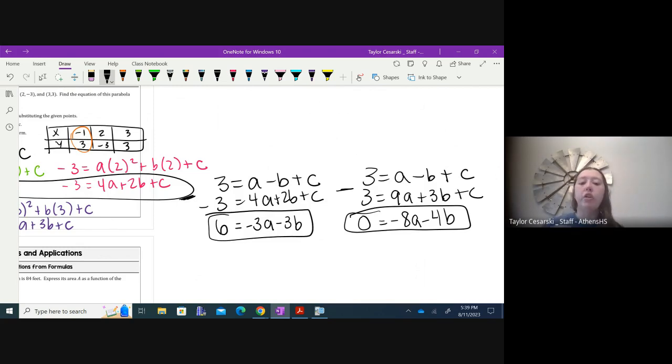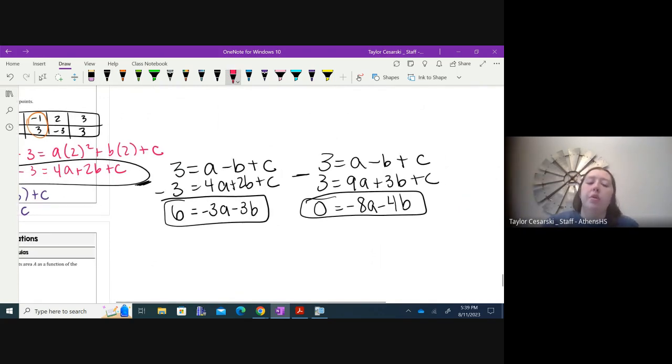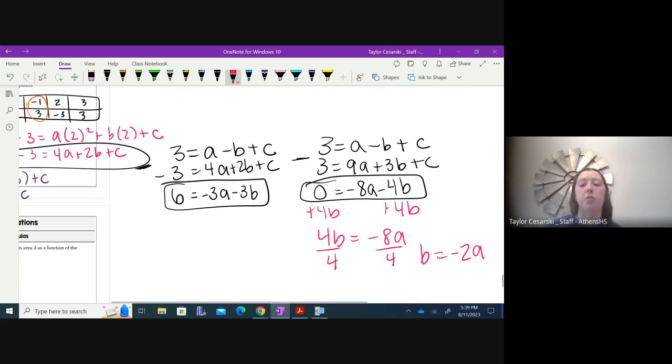So now I can use these two equations to solve for a and b. And then that's going to make it a little bit easier on me when I use that to find c. There are a couple different ways you can do this. Let's solve this one for b, because then it'll be a nice number. If I add 4b to both sides, I get 4b equals negative 8a. Divide by 4, b equals negative 2a. So that tells me the relationship between a and b.